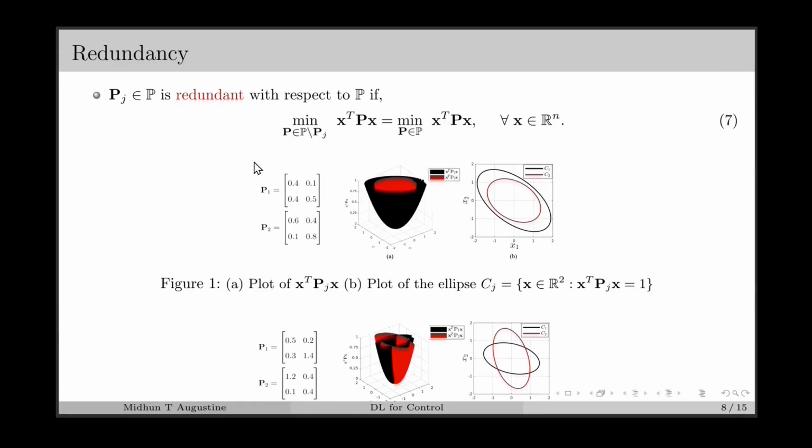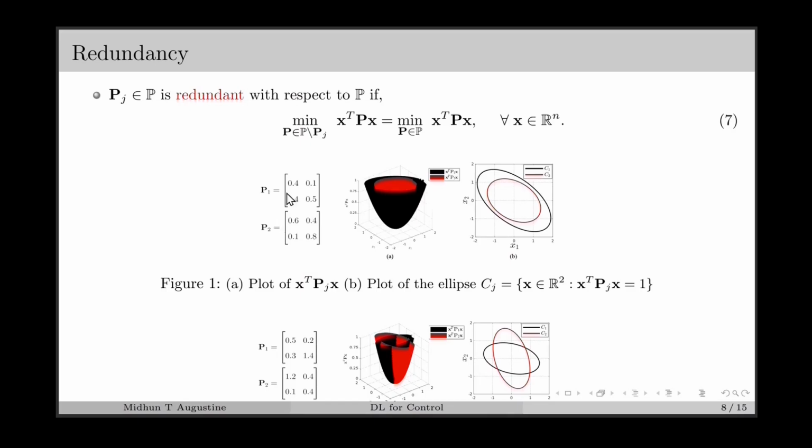The pruning is based on the idea of redundancy, and the matrix Pj in this set is said to be redundant with respect to the set P if we remove that particular matrix from the set and the minimum cost does not get affected. As an example, we can consider a case with two positive definite matrices P1 and P2.